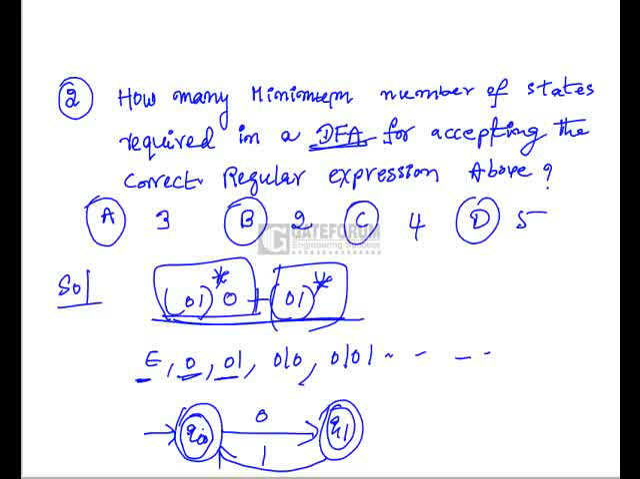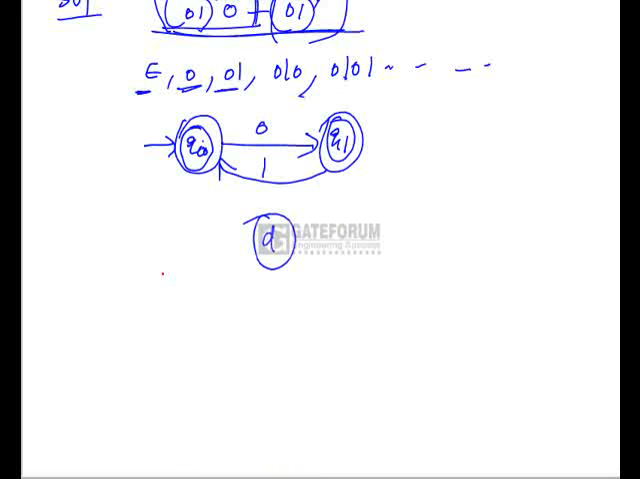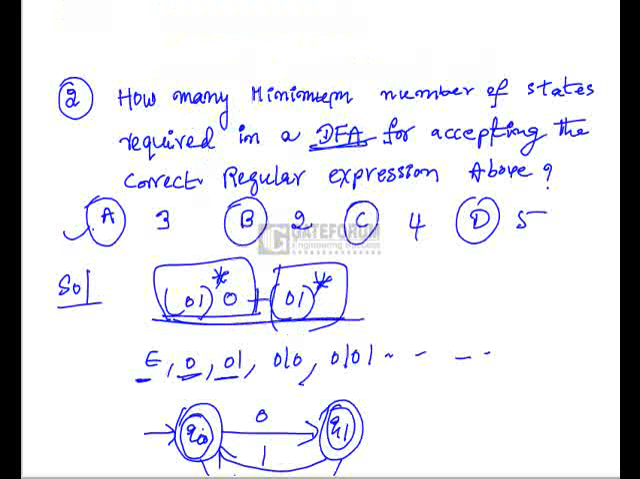Then in a DFA, we should have transitions for every input for all the states. So Q0 on 0 is there, and on 1 we send it to the dead state. Q1 on 0 goes to the dead state. The dead state on 0 and 1 stays dead. So we require 3 states; we have to count the dead state also. So the total number of states required will be 3 states minimum. Option A is the right option.